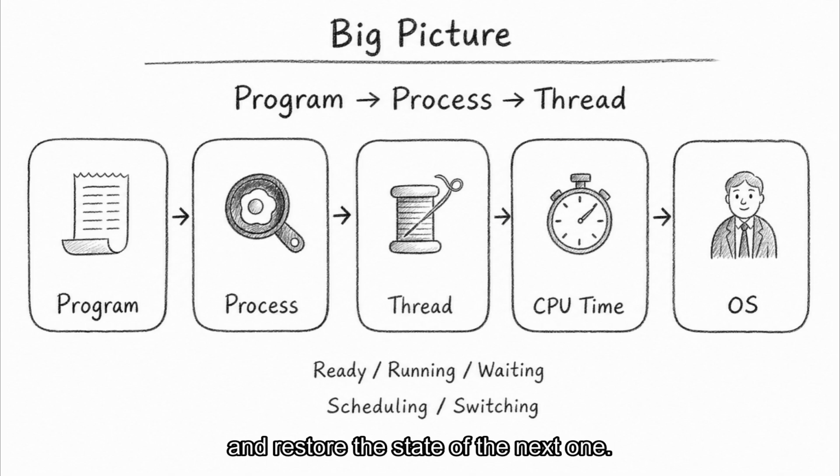of the next one. In the end, the operating system is really similar to a manager who's running a kitchen. It decides who gets to use the stove now, who has to wait, and which order should go out first, so that everything stays organized.